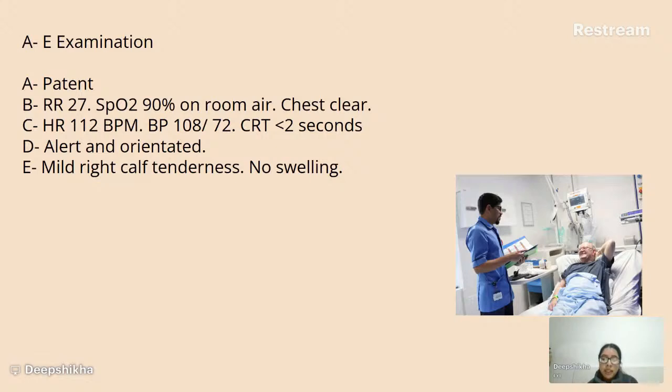You do the A to E examination. You find out that airways are patent, respiratory rate 27, 90% on air, chest is clear. Blood pressure, she's okay blood pressure wise, 108 over 72. Capillary refill time is okay. Blood pressure is starting to be maybe a bit on the lower side, and she's quite tachy as well. She's alert and orientated, and you look at her calves. She's not saying it's tender, but there's mild right calf tenderness, but there's no swelling present.